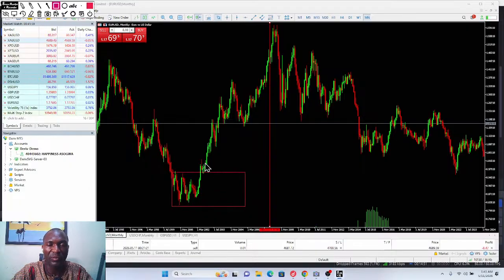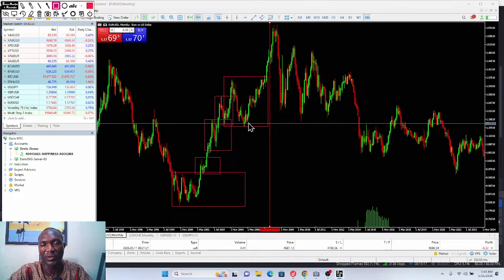Please take note of it. This is also a pattern. This is also a pattern. And this is also a pattern. Here also the pattern. Let me just take all of this as a pattern. Okay. Now, for us to be able to see the uptrend of this market structure, we need to pick the high and the low. This is our high.